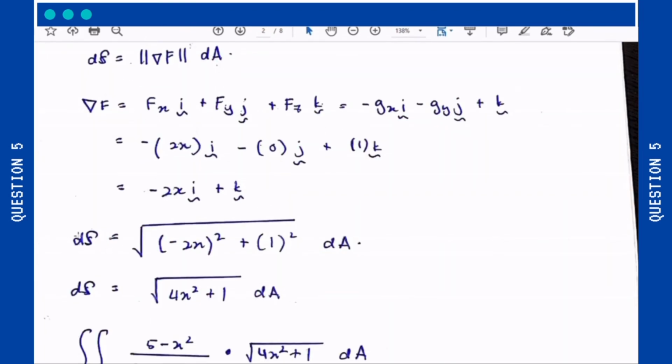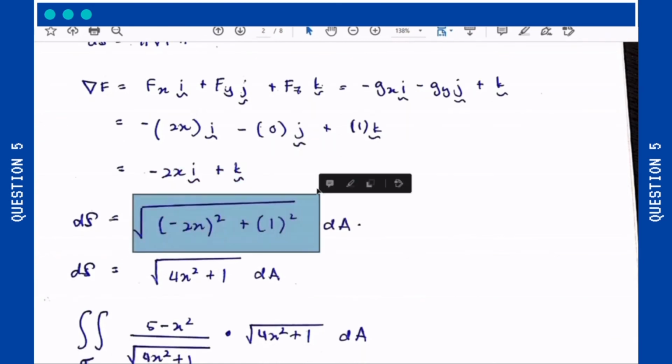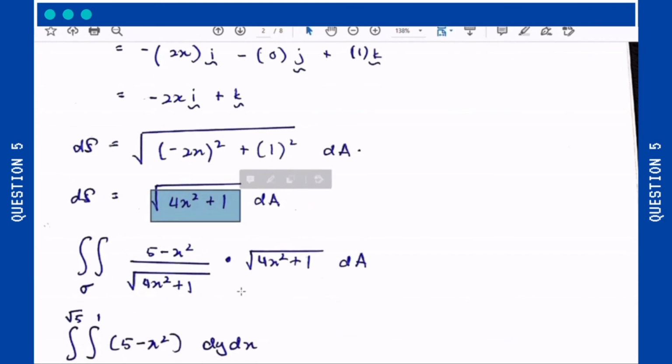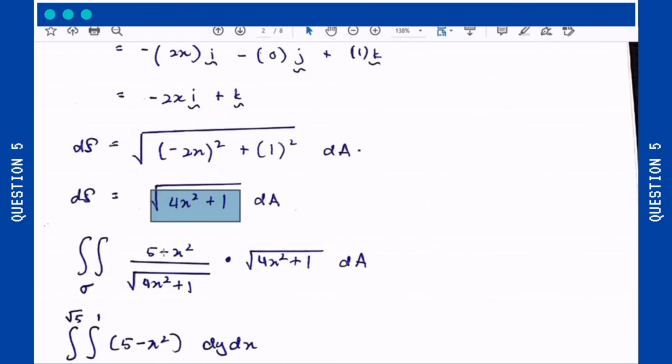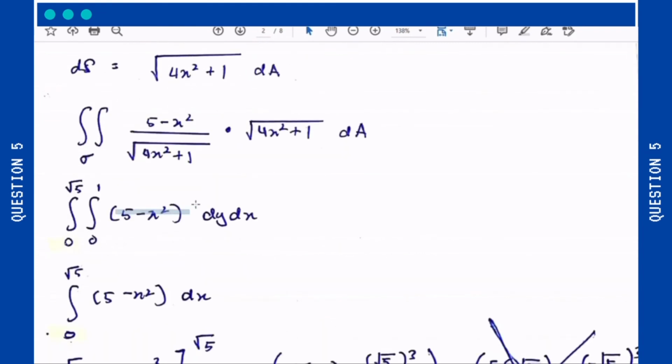Now, to find dS, as stated here, you need the magnitude of this value. The magnitude is shown here, and you will get it here. Now, just multiply with the formula. In this formula, we change the value of z to the function here, and we also managed to get the value of dS here. We just substitute it, and you will get the result here.